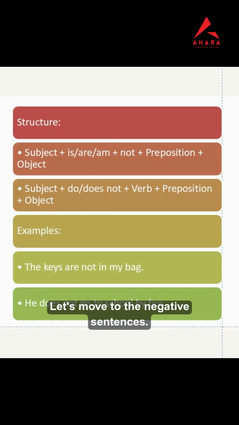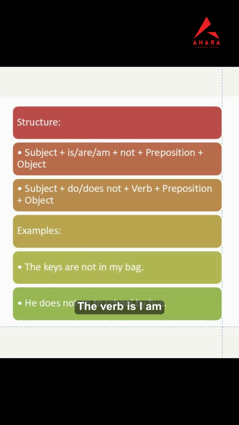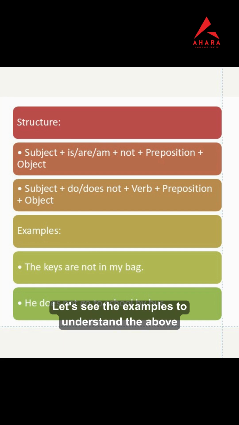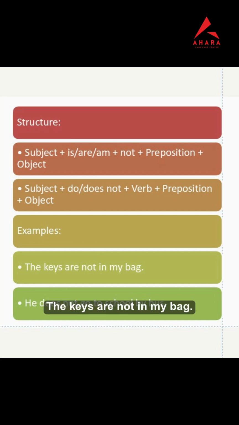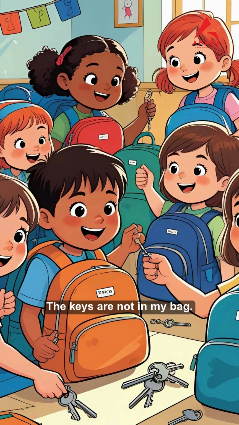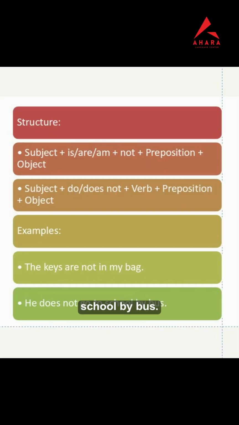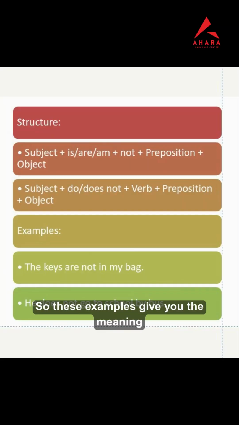Let's move to the negative sentences. See the structure. Subject plus the be verbs is, are, am plus not plus preposition plus object. If you take the other one, subject plus do or does not plus verb plus preposition plus object. Let's see the examples to understand the above equations. The keys are not in my bag. He does not go to school by bus. So these examples give you the meaning with the understanding of the above equation.